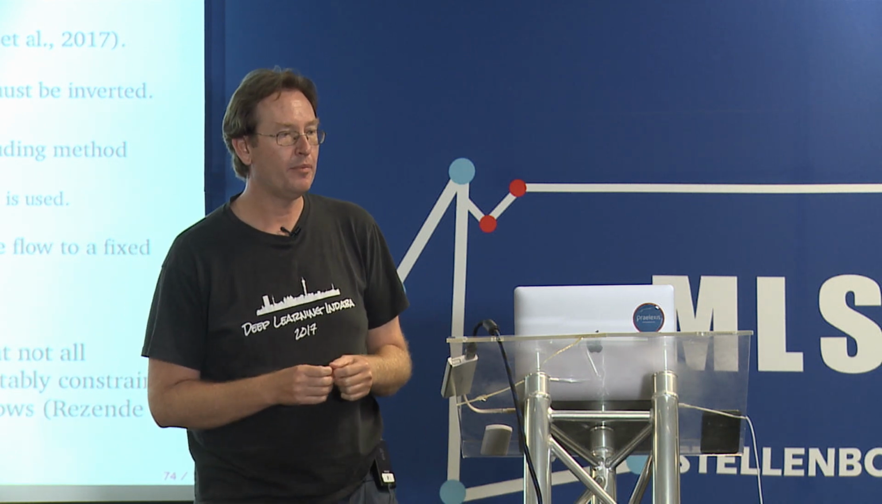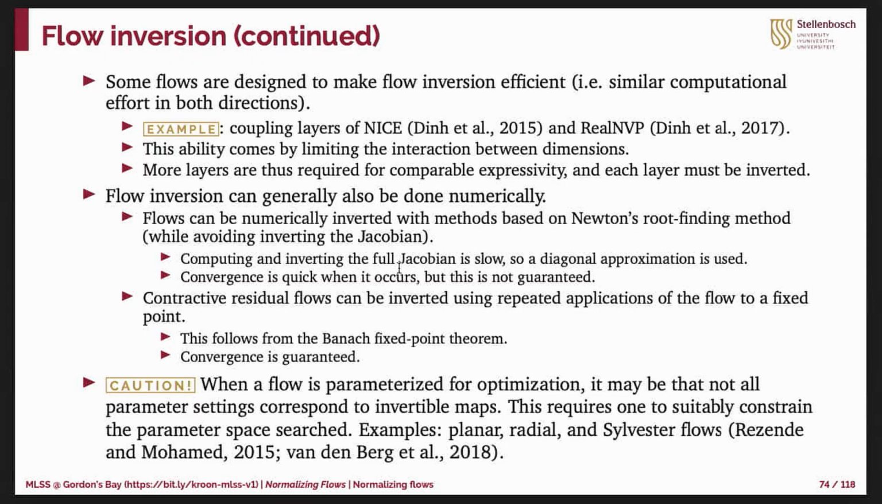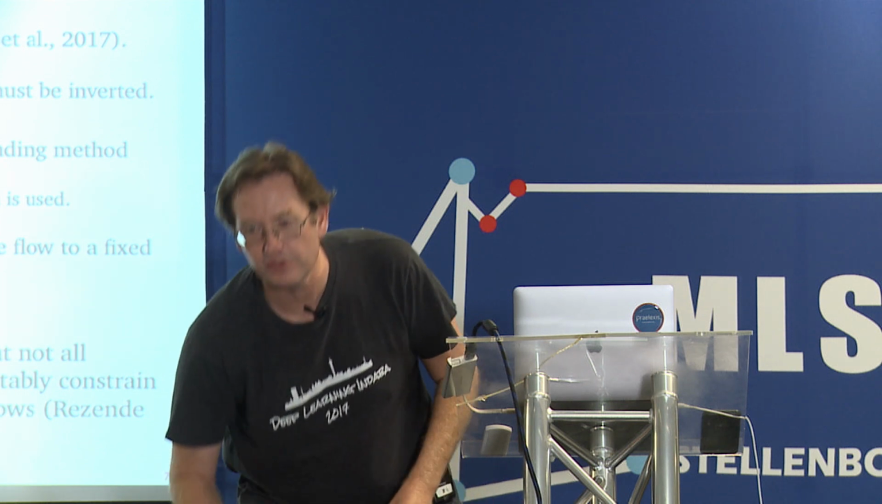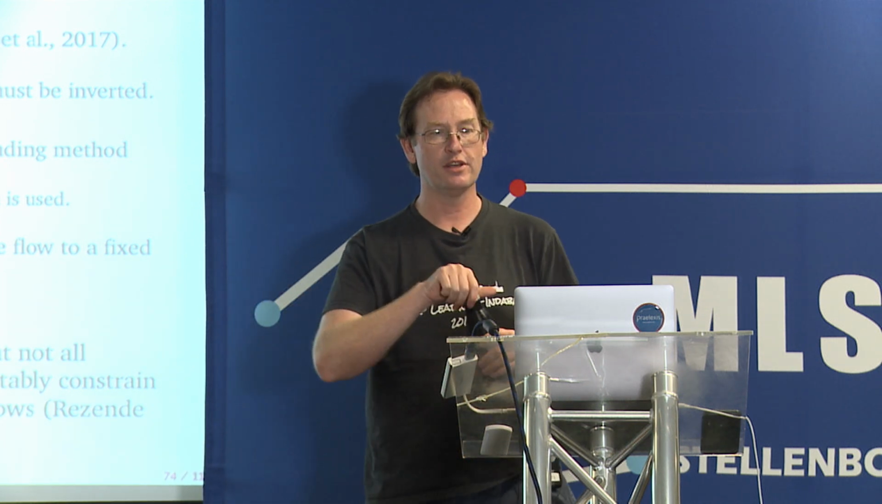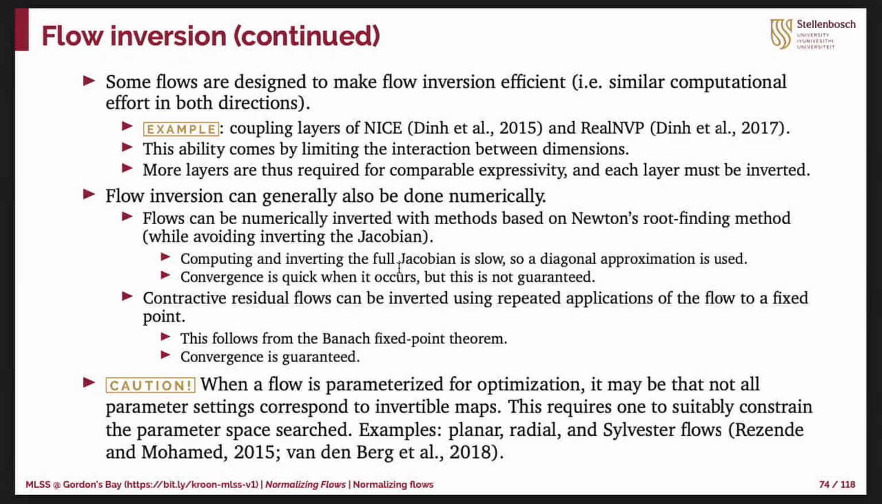A more general, more theoretical approach that works globally uses the Banach fixed point theorem, but that only applies to residual flows. So there are these two approaches. We get guaranteed convergence from the Banach fixed point theorem, but only for residual flows, or you can use Newton-like methods, which are fast when they converge, but it's not guaranteed.